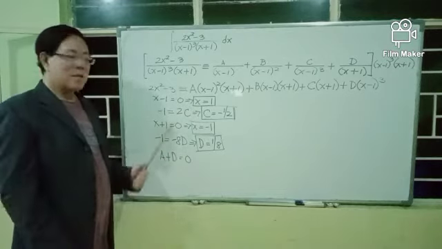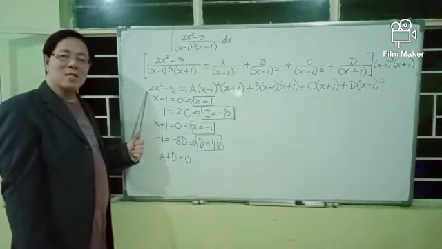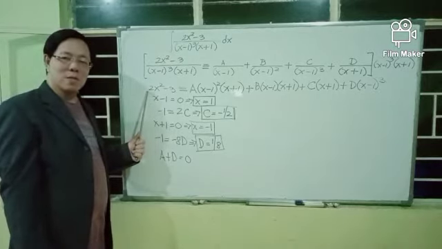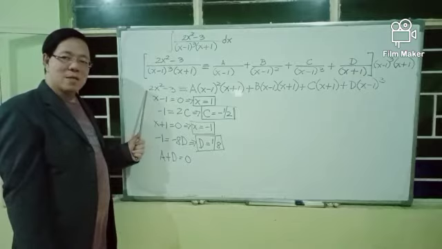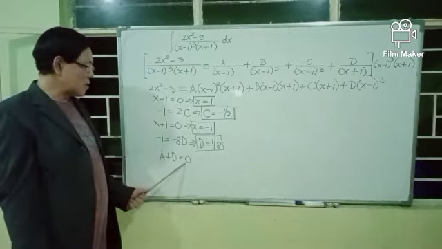Because as I said, there is no x cubed term at the left hand side, but you can always add x cubed with coefficient of 0. Or you add 0 plus 0 x cubed. Therefore, the coefficient of x cubed at the left hand side is 0.